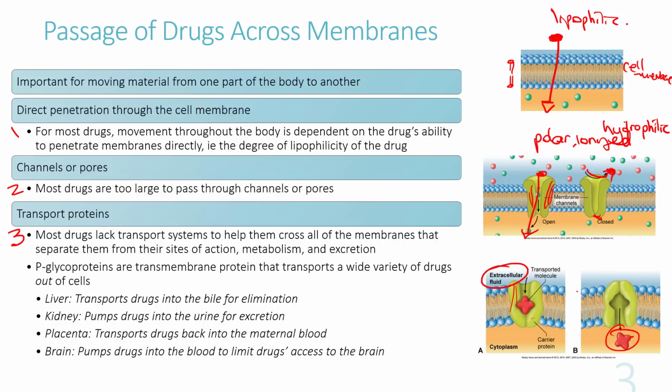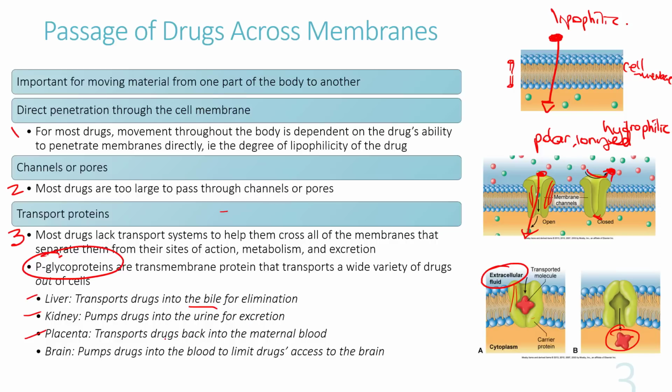Now, in terms of transmembrane transport proteins, the most common ones are called P-glycoproteins. And what P-glycoproteins do is they transport a huge range of drugs out of the cells. So when you look at where they're located, in the liver, the P-glycoproteins transport drugs out of the hepatocytes into bile so that it can be eliminated via the small intestine. In the kidney, it pumps drugs from the peritubular capillaries into the tubules, so that it can form urine for excretion.